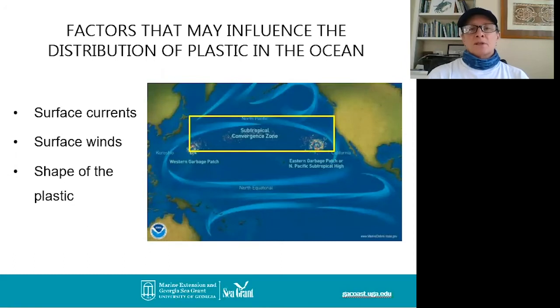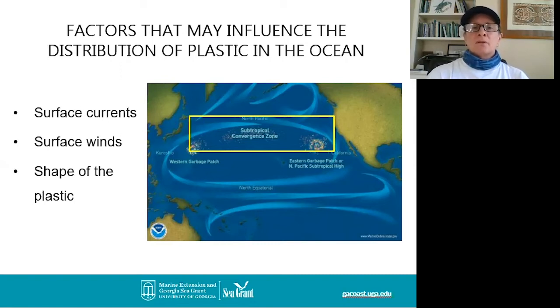There are many factors that influence where you may encounter plastics and other marine debris in aquatic systems. Here we're just going to highlight a few of them. One example is surface currents or gyres, which are created by global wind patterns, the rotation of the Earth, and the shape of ocean basins. The National Oceanic and Atmospheric Administration defines a gyre as a large system of swirling ocean currents.